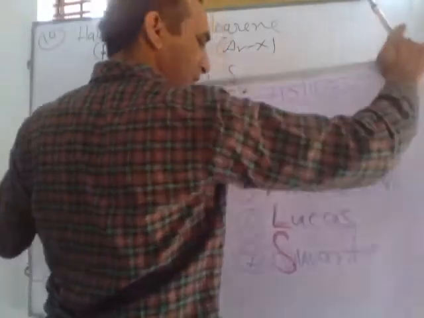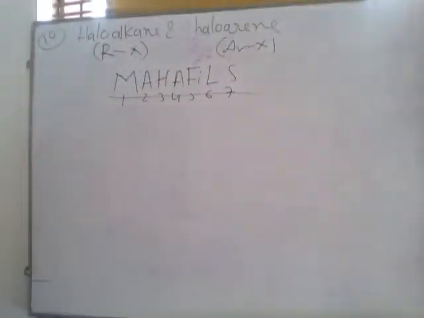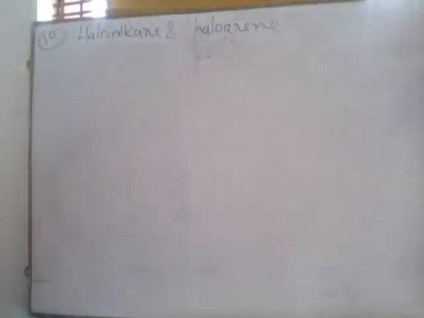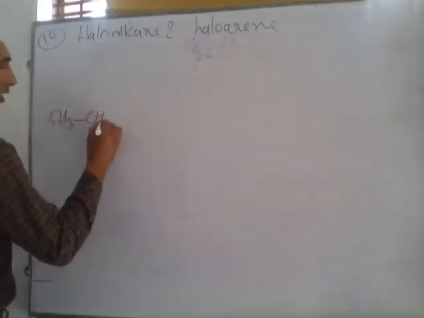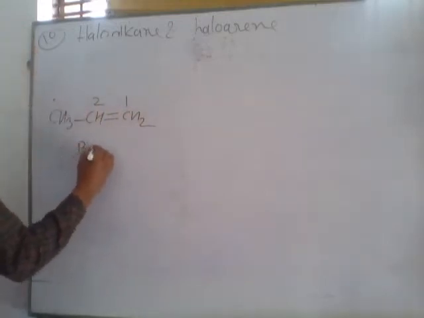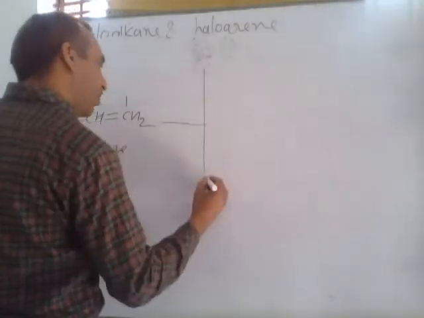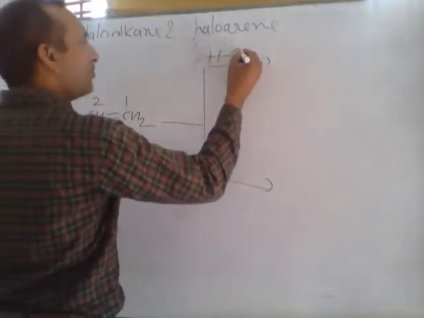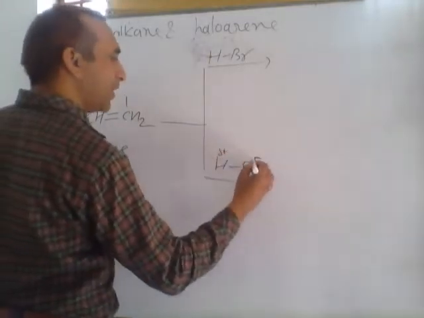So revise. Listen. First is Markovnikov and Kharasch. Markovnikov. Suppose this is CH3 CH double bond CH2. Its name is 1, 2, 3. This is called propene. Propene is asymmetric alkene. On asymmetric alkene, when any polar molecule, suppose we are using HBr, HCl, this is polar molecule, minus, partial plus.